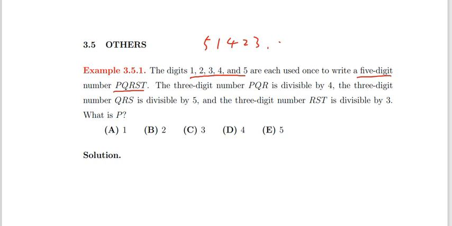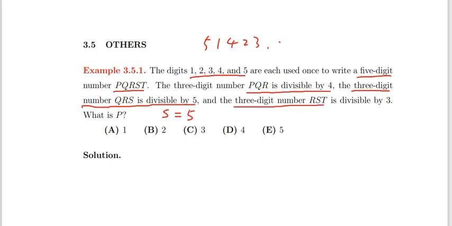The first 3 digits, PQR, are divisible by 4. This condition is a little bit tough to handle, so let's forget that and check the second. The 3 digits QRS are divisible by 5. So from here, this S should be 5, right? This number is divisible by 5, so the last digit should be 5 or 0. Here there is no 0, so this number should be 5.